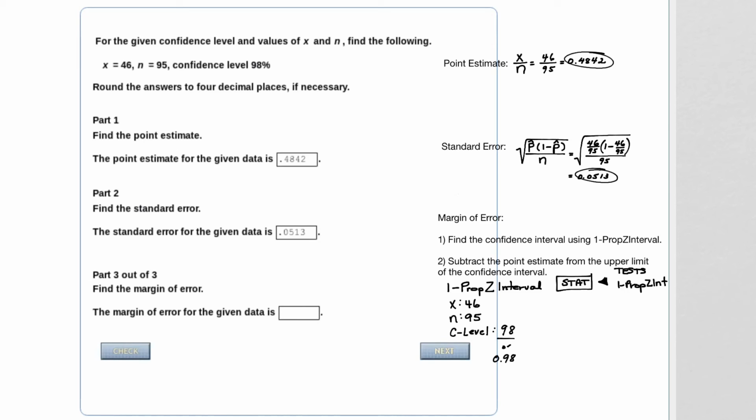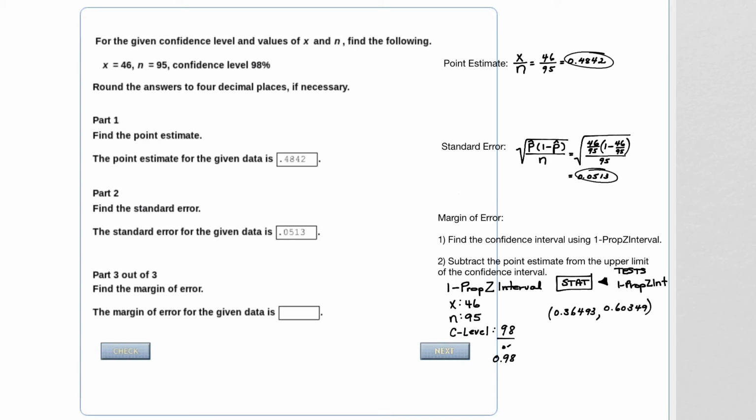All right, so I type that in and I press enter, and I get my confidence interval, which is 0.36493, comma 0.60349. Okay, so I've got my confidence interval.